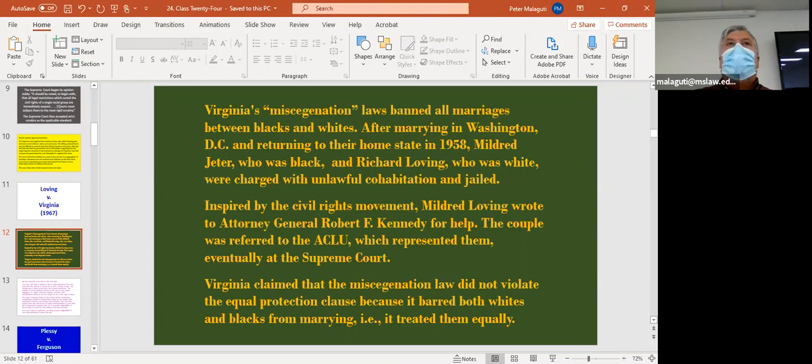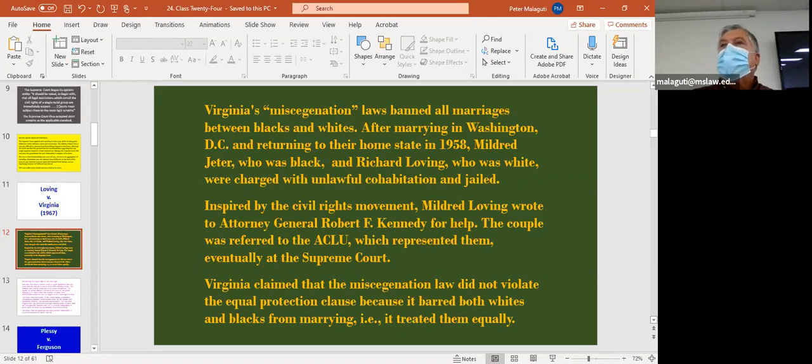You've heard the word misogynation, I'm sure. Misogynation is discrimination against women. Back until 1967, when this case was decided, a majority of the states had miscegenation, not misogynation, miscegenation laws. Miscegenation is when interracial couples get married, okay? And so miscegenation laws ban interracial couples.